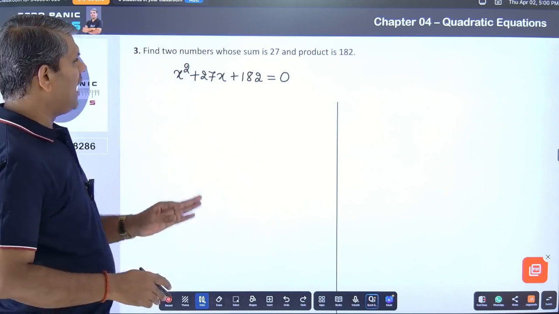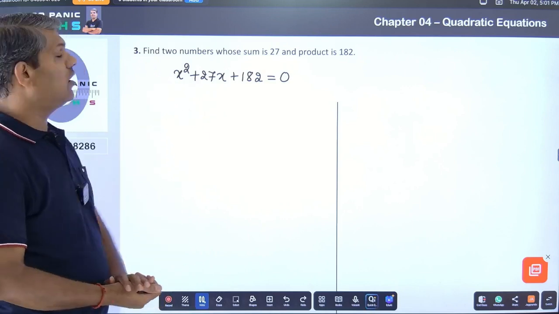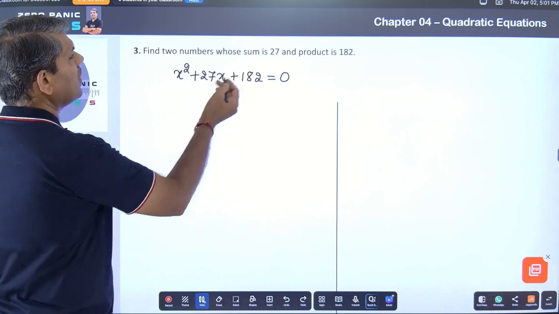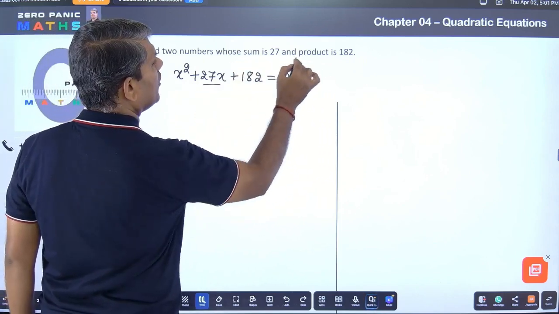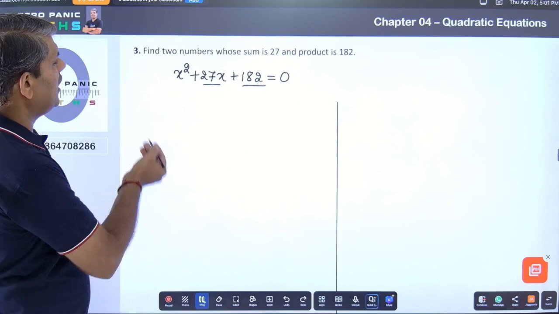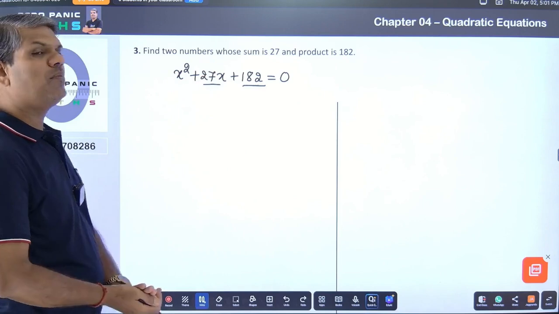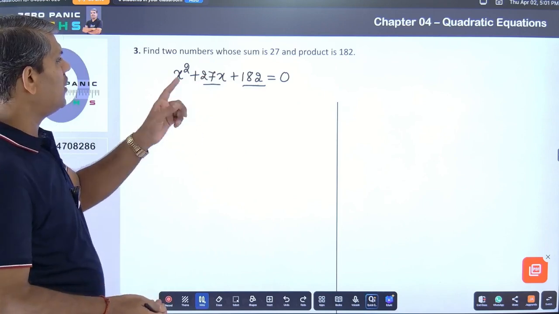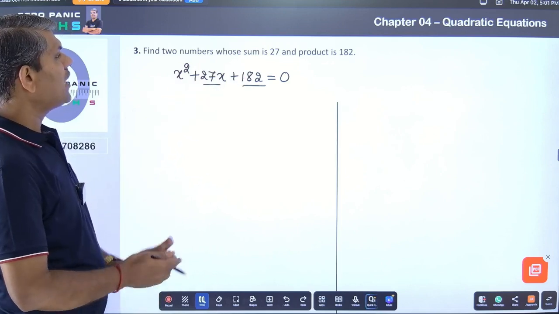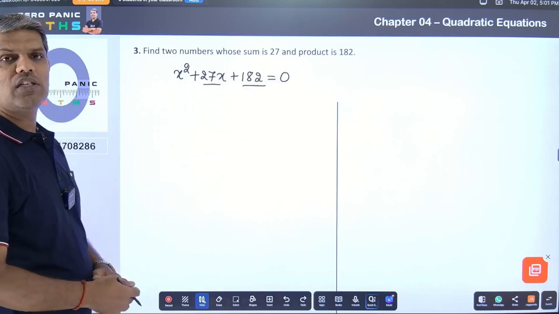Okay, maybe this problem doesn't have the proper information to find the answer, but because they say the sum is 27 and the product is 182, we will assume that this is the equation and let us find out. I'm saying this problem doesn't have proper information because they didn't directly tell us what the equation is.